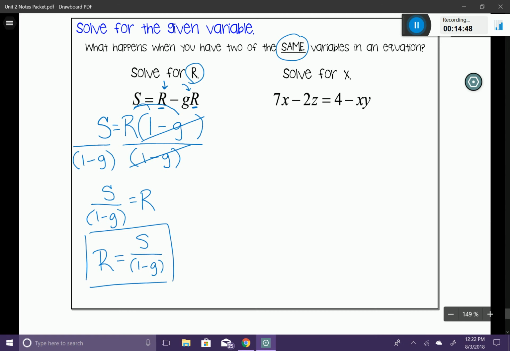Let's try another one. This one's a little harder because now I have variables, and the variable that I'm looking for, x, is not only on the left, but it's also on the right. So the first thing I need to do is put them together so that I can do that undistribute thing.